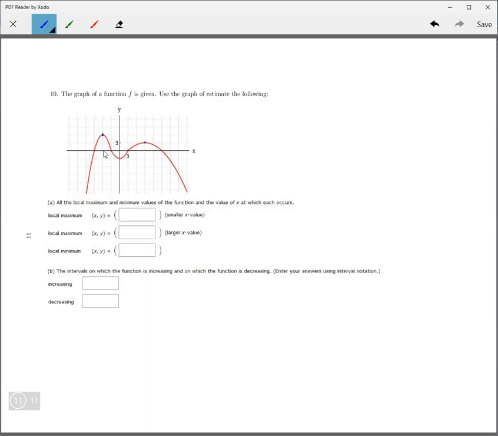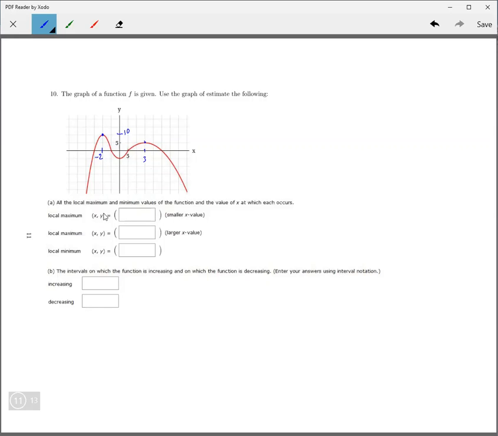This one is the higher one, but it's also got the smaller x value. So the x value is negative 2. Okay. Here the x value is 3. The y value here is 2. This is 5. So this has to be 10, right? And this is 5. Okay, so that means there are 2 x values where you have local maximums. One is negative 2, the other is 3.